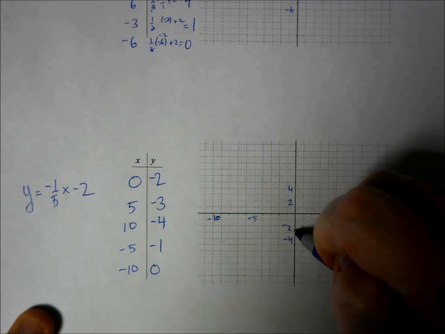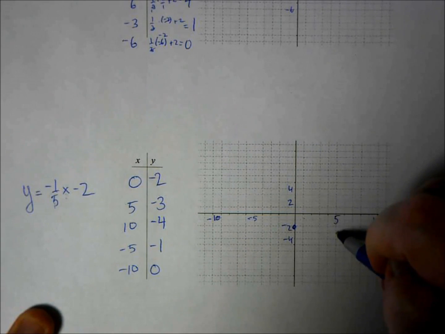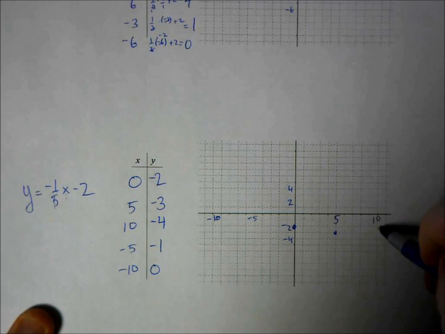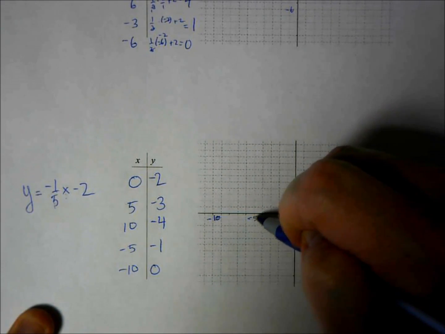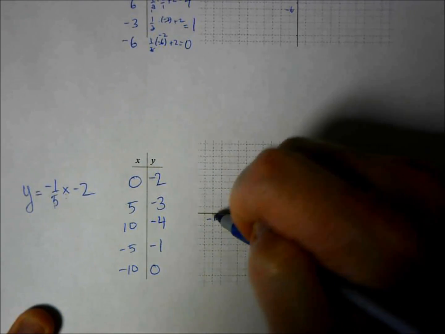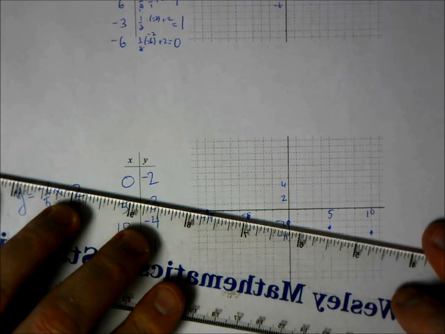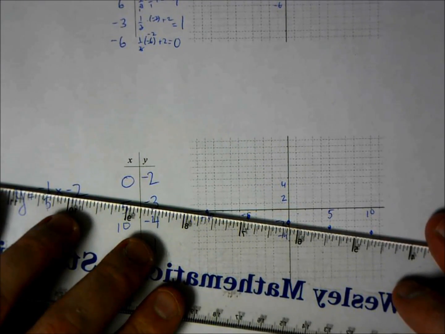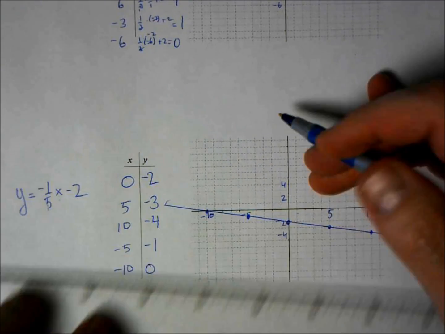Alright, 0, negative 2, right there. 5, negative 3. 10, negative 4. Negative 5, negative 1. And negative 10, 0. Once again, I play a game of connect the dots. I'm all done.